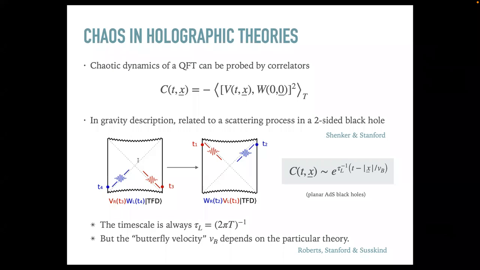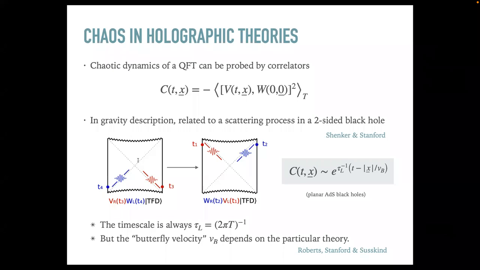They interact gravitationally. And so the form of this correlator in gravitational theories, at least planar gravitational theories, always has this form. So it grows exponentially in time over some characteristic time scale, which is set just by the inverse temperature of the horizon. And it decays exponentially in space. This growth in time and decay in space gives a growing region in which these chaotic correlations are non-zero. And that region grows at velocity v_B, which is called the butterfly velocity.